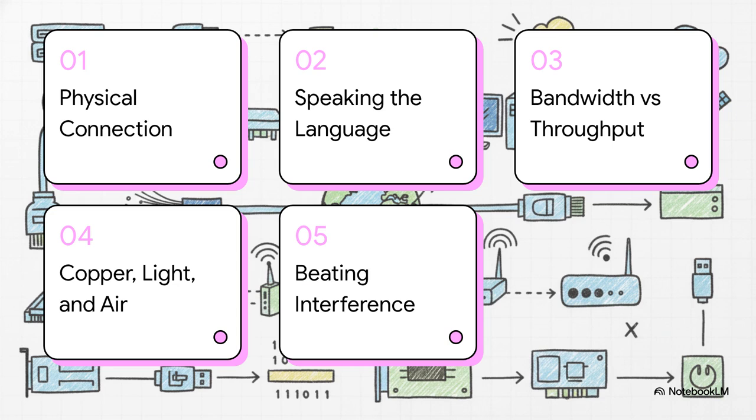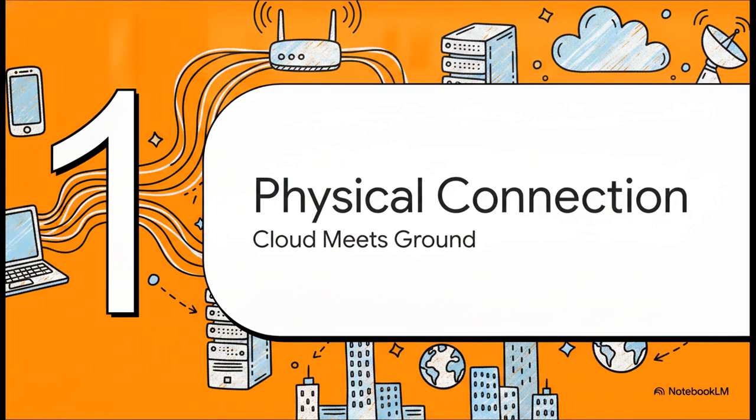Since networking is highly systemic, here's our quick roadmap for today. We'll look at the physical connection, speaking the language, bandwidth versus throughput, copper, light, and air, and finally, beating network interference. So, Section 1, the physical connection, or where the cloud meets the ground.